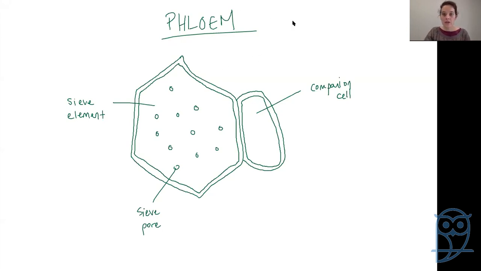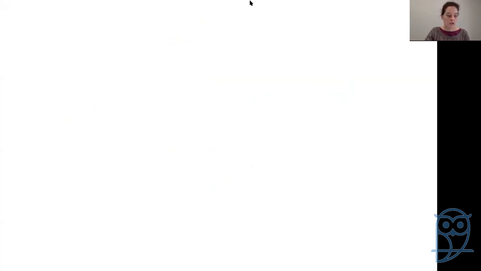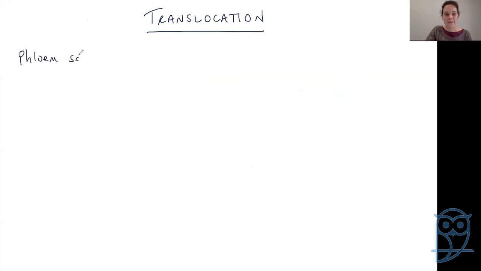So let us now take a moment to look at phloem sap a little bit more, and translocation itself. So what is phloem sap? Then we talk about it. Phloem sap is water plus assimilates.